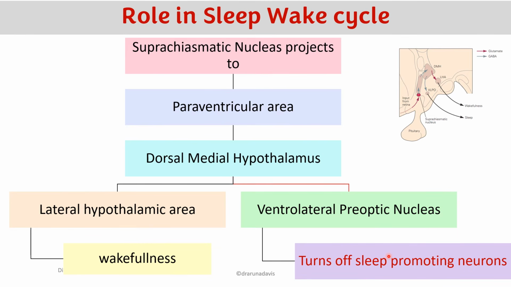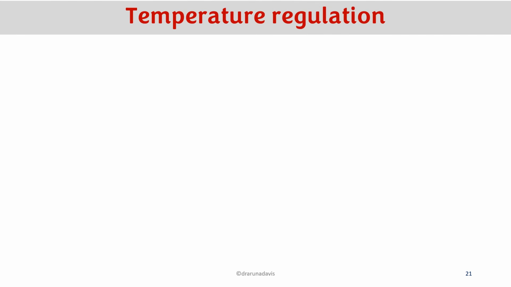So that is how the hypothalamus regulates the sleep-wake cycle, right? This is a very simplified version of our sleep-wake cycle. There are many other complex things going on, but at least you should note these two centers: the lateral hypothalamic area is responsible for wakefulness and the ventrolateral preoptic nucleus is responsible for sleep. Next, we'll see the role of the hypothalamus in temperature regulation.